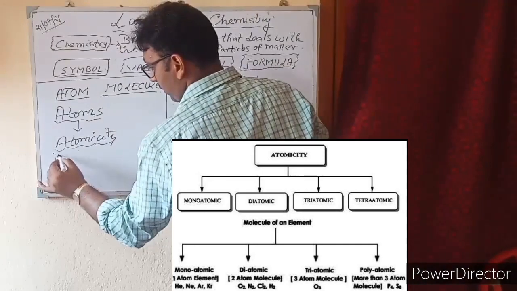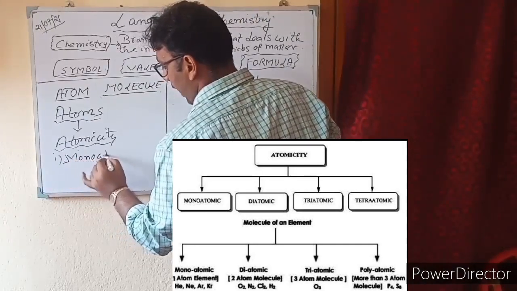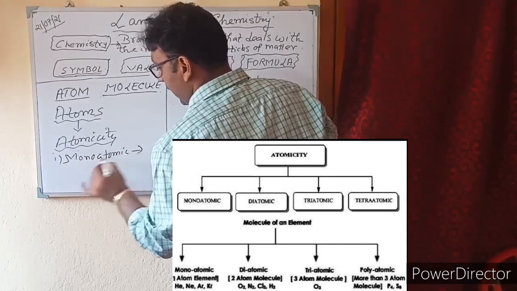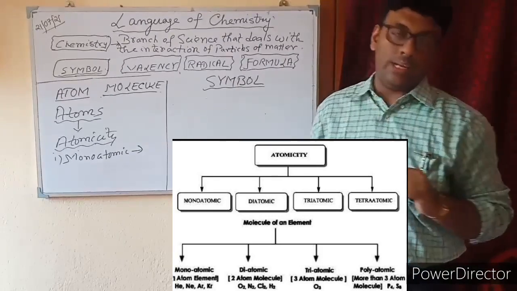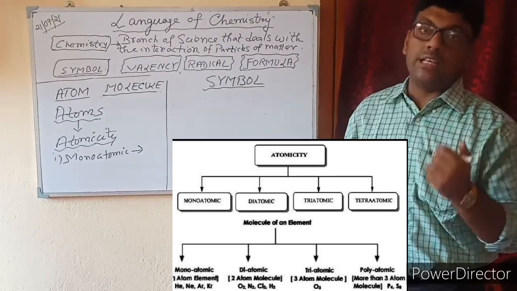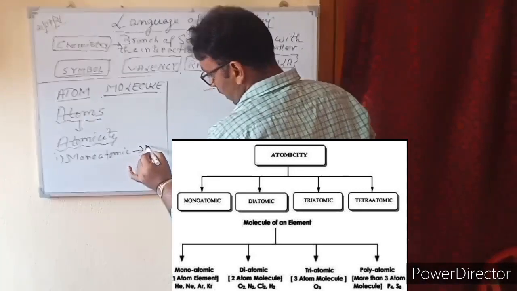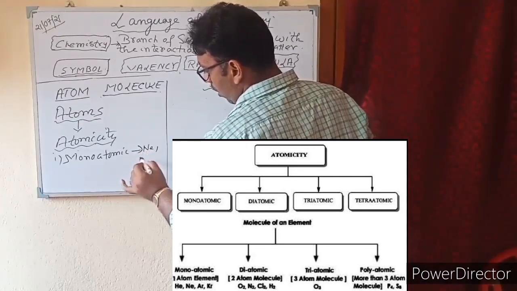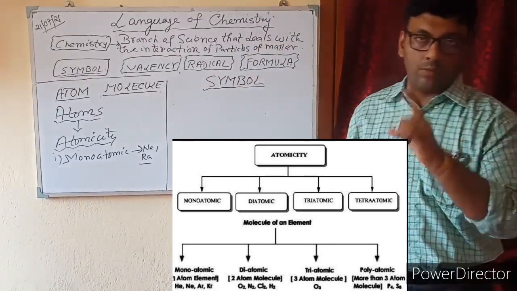Number one, monoatomic. That means here the molecule is made up of one atom. Example, all the inert gases, that is neon or radon. All the inert gases are made up of one atom only.